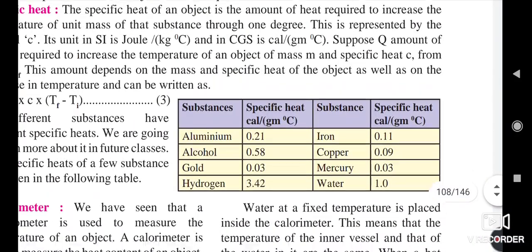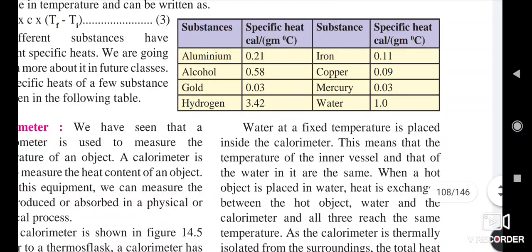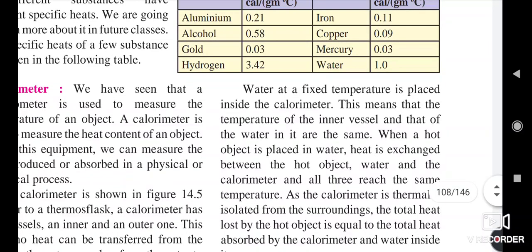Water at a fixed temperature is placed inside the calorimeter. This means that the temperature of the inner vessel and that of the water in it are the same. When the hot object is placed in water, heat is exchanged between the hot object, the water and the calorimeter. All three reach the same temperature.